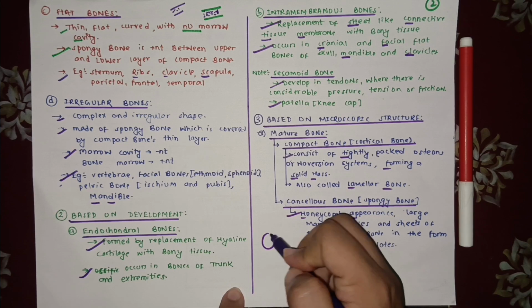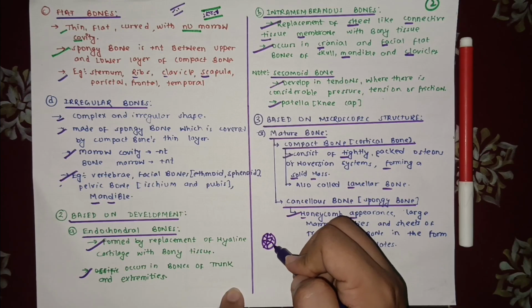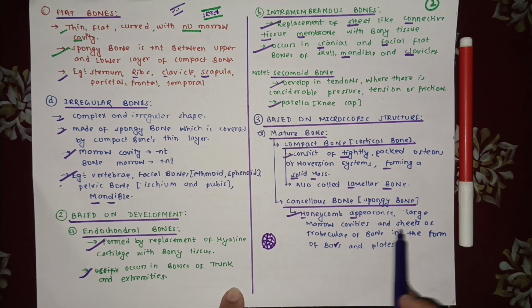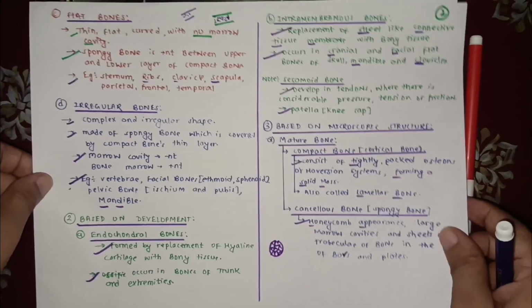Just like this, in the cross section we can see a honeycomb appearance. I will be showing the picture now. So we can see the honeycomb appearance there, with large narrow cavities, but the seats of the trabeculae of the bone are in the form of bars and plates. So that is under this mature bone.